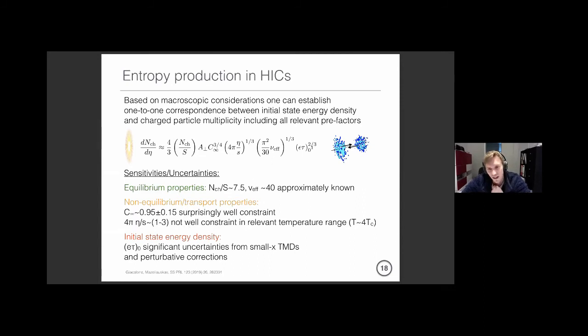And then finally, there's of course the initial energy density. If we were to go about actually trying to calculate that, again, there would be significant uncertainties associated with that. So at least, let's put it like that, there are two things in this formula that we perhaps don't know that well. But nevertheless, I think this is very interesting.